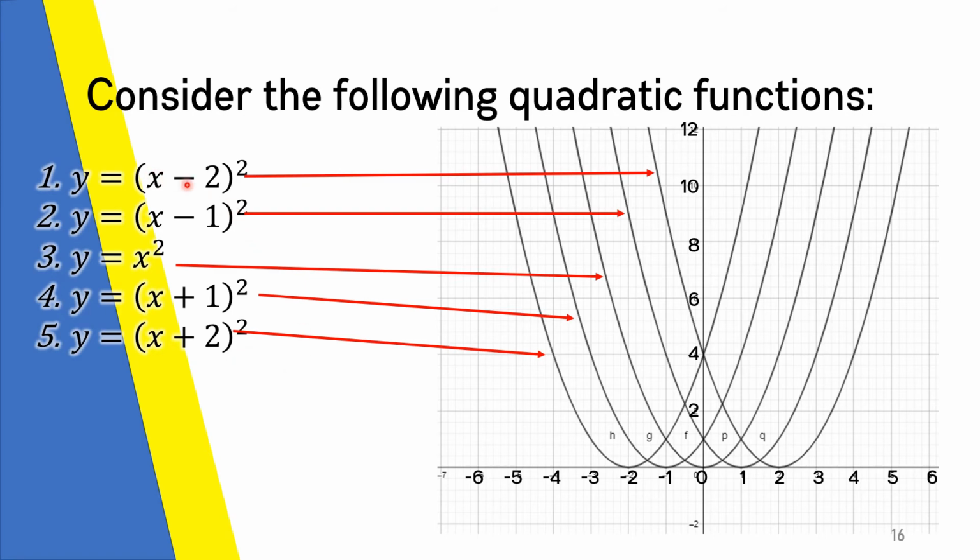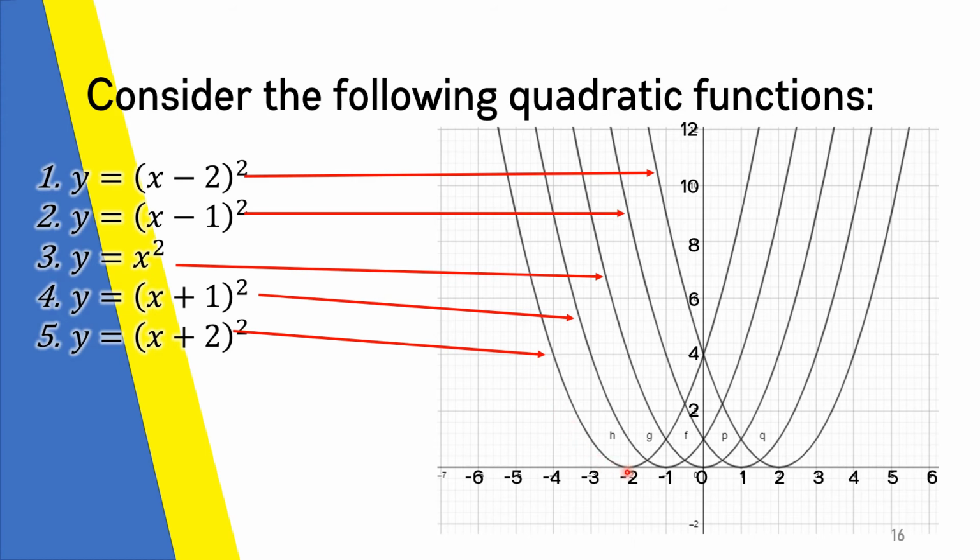We have here negative 2, and then let's go here. The vertex is on positive 2. Negative 1, here's the graph. The vertex goes with positive 1. And then x squared here, so 0 is the vertex. Positive 1, so here's positive 1. The vertex is negative 1. And then positive 2, we have here negative 2 as our vertex.